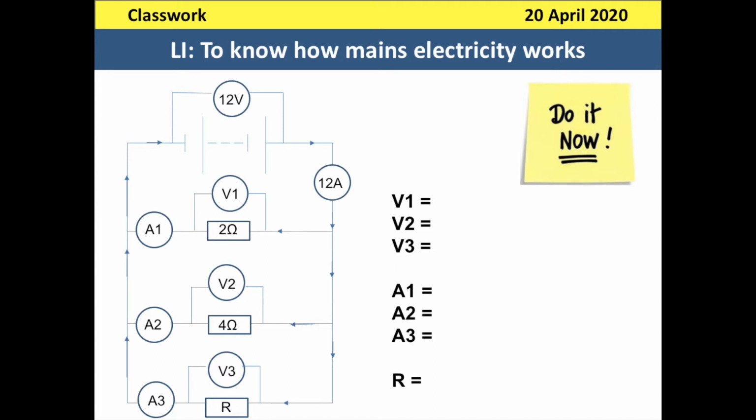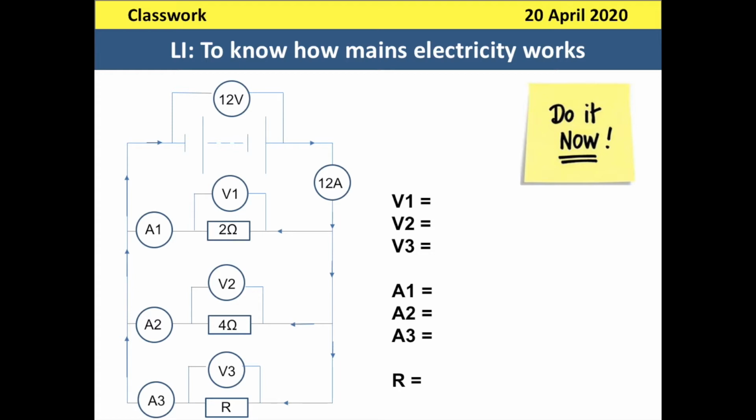Now for the Do It Now task, which is a recap of previous lessons, I've presented for you here a parallel circuit which has got in it 3 loops with a resistor in each one. I would like to work out the values on the 3 voltmeters V1, V2, V3, the current A1, A2 and A3, and then the value of resistor R. Pause the video and have a go at working out the values of each of those, please.